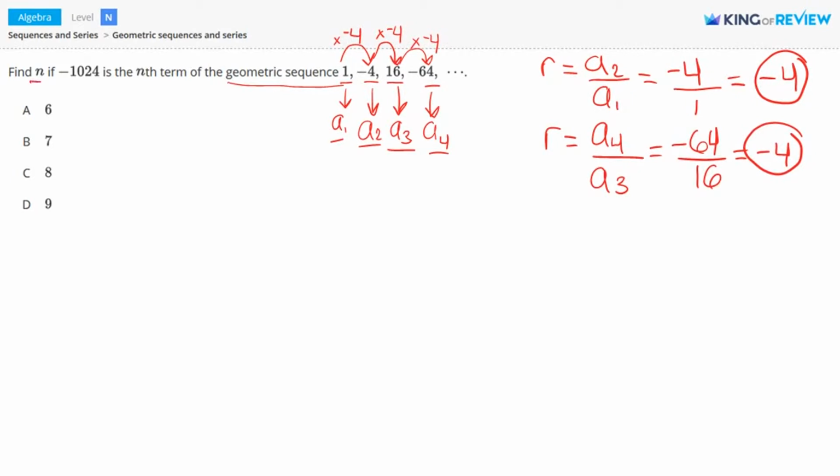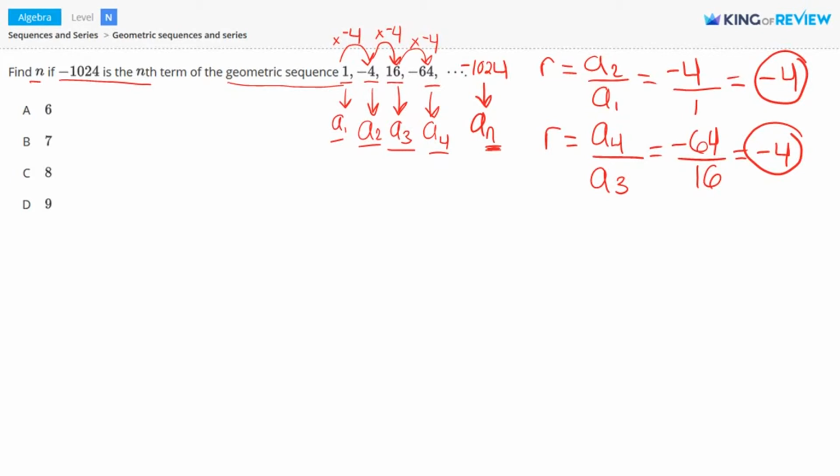We want to find n if negative 1024 is the nth term. That means if this sequence continues, we will finally get to the number negative 1024, and we want to determine which term this is, so a sub n. We're trying to figure out this n here, a sub n. So we want to know which term negative 1024 is.